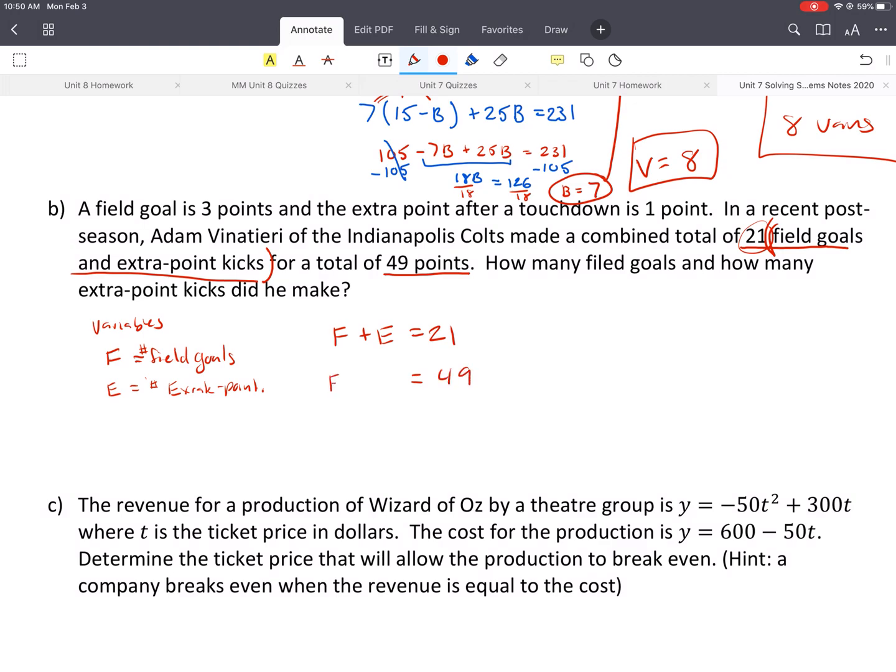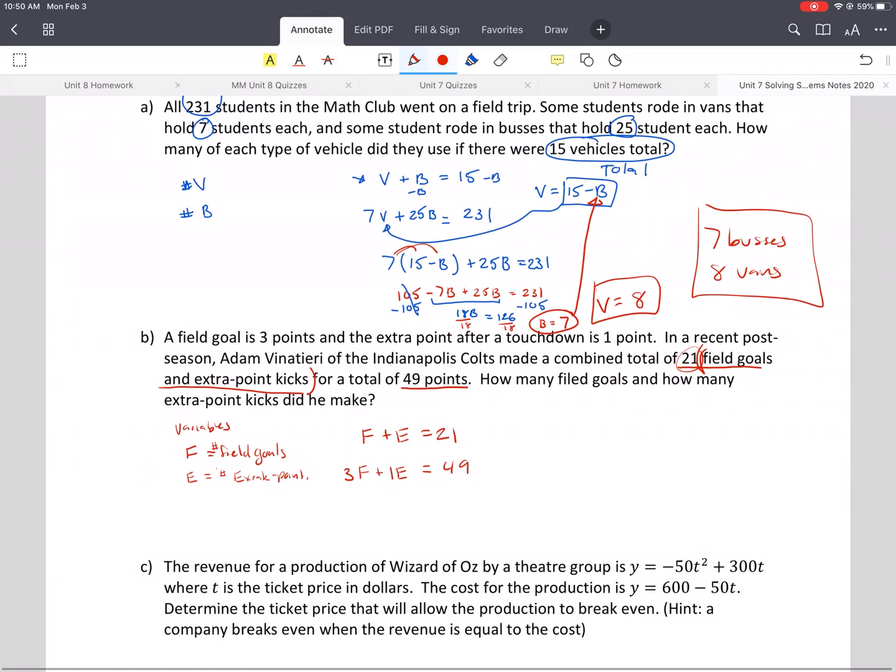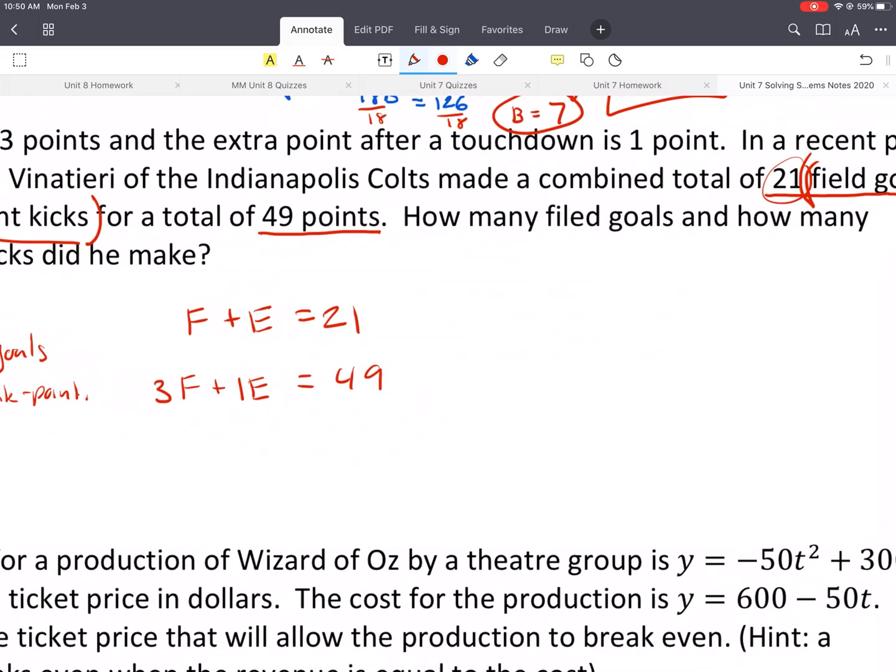Okay, well, we're still going to have our F and we're going to have our E, but now we don't want the number of field goals. We want to know how many points they got from each of those. Well, we know the field goal is 3 points and extra kicks are worth 1. So here we have our two equations. It's basically the same thing. We just have different coefficients and constants, but other than that, it's exactly the same.